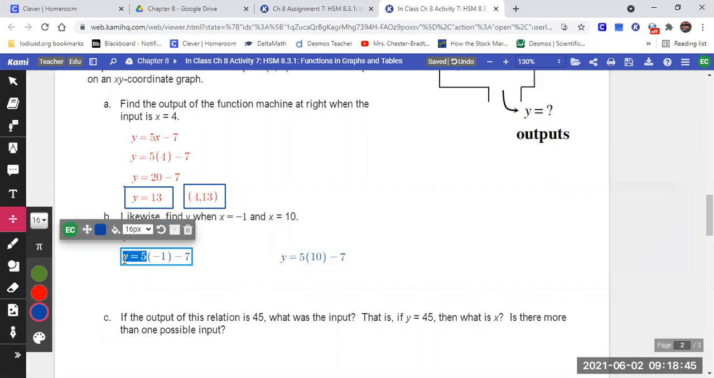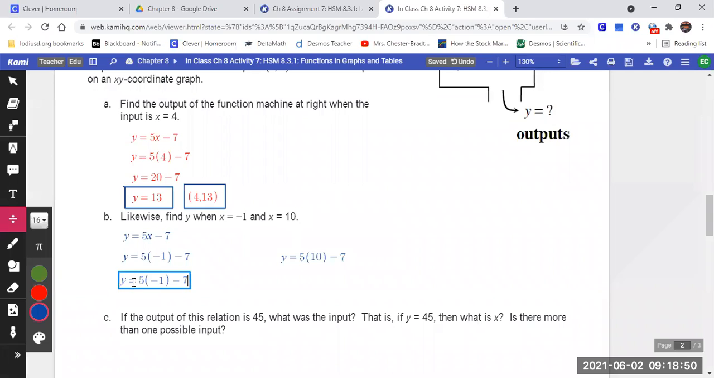Okay, solve the math for the -1. What is it going to say? 5 times -1 gets me what?